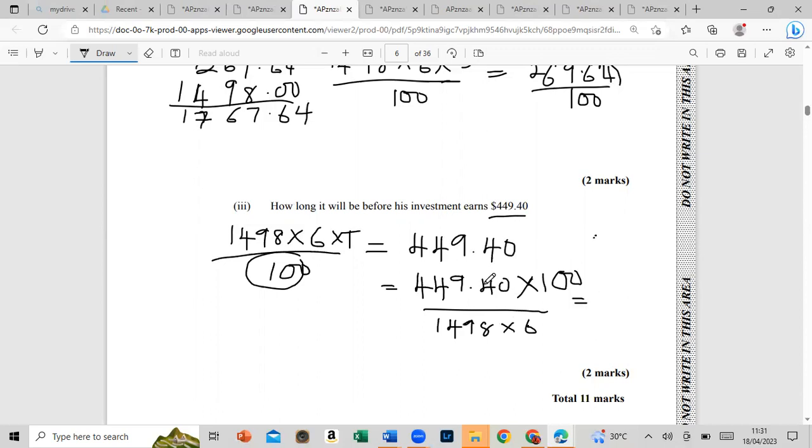So this is basically 1, 2. So we can just put 4, 9, 4, 0. And we divide by this. I'm just going to put it in the calculator for the sake of time. So it's 4,000. No, it's 44,000.